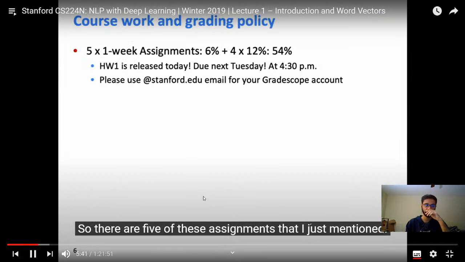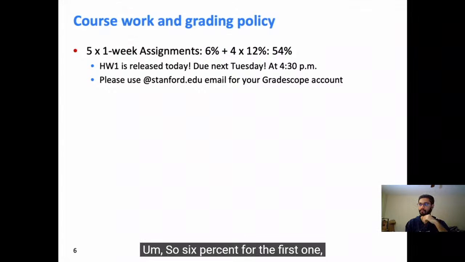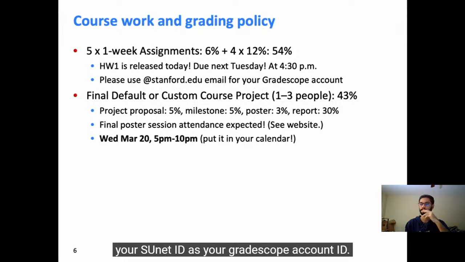So this is what we're doing. So there are 5 of these assignments that I just mentioned. So 6% for the first one, 12% for each of the other ones. And I've already said that. We're going to use GradeScope for grading. It'd be really help out the TAs if you could use your SUNet ID as your GradeScope account ID.